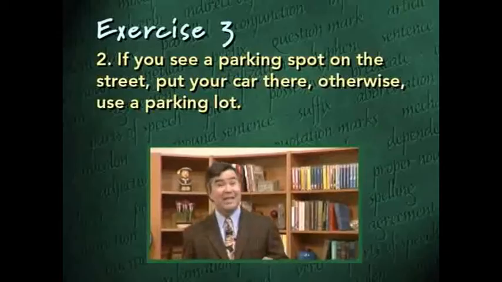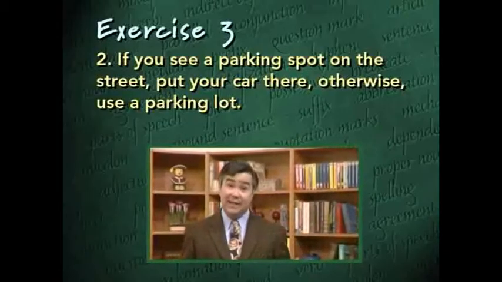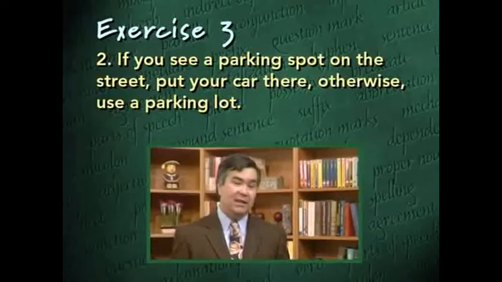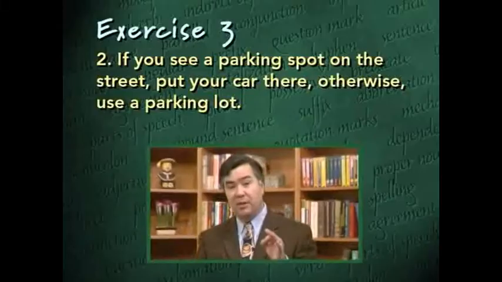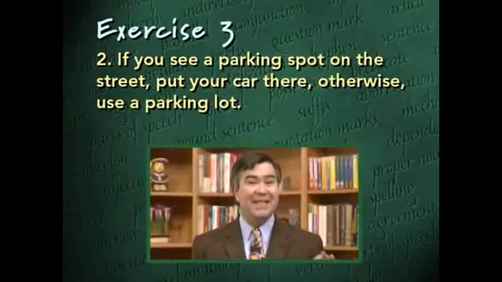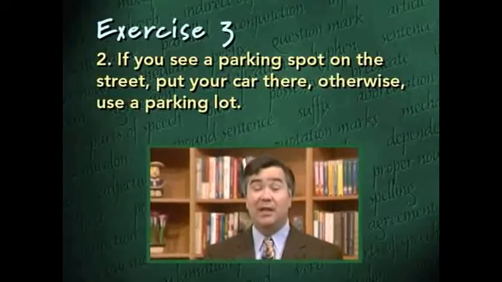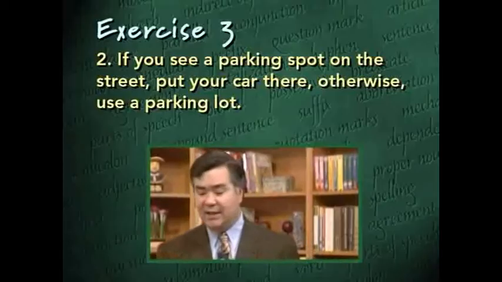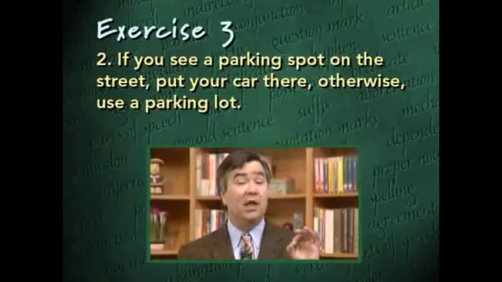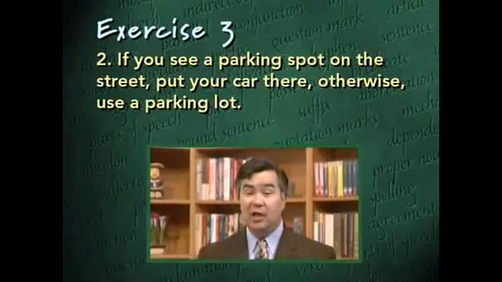The sentence begins with a dependent clause, or a subordinate clause, a clause that cannot stand alone as a sentence. "If you see a parking spot on the street" has the subject "you," the verb "see," and it begins with the subordinating conjunction "if," which means that it can't stand alone as a sentence. What follows then is an independent clause, one that could stand alone as a sentence. "Put your car there." Here the verb is "put," the unspoken subject is "you." It's telling you to do something, and it could stand alone as a sentence.